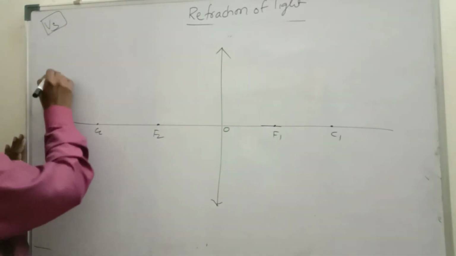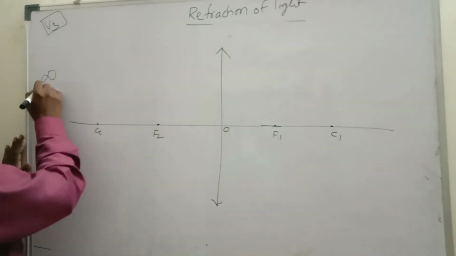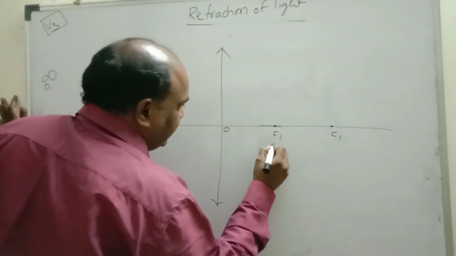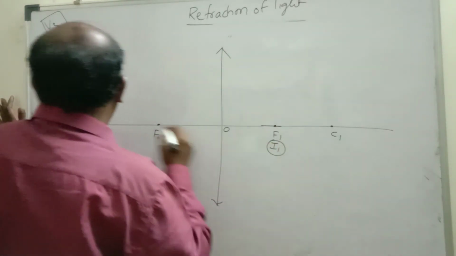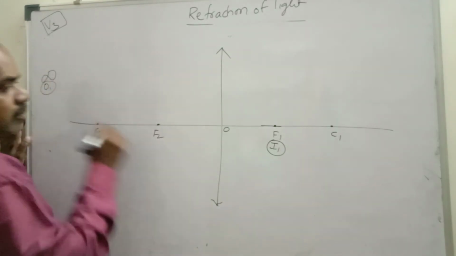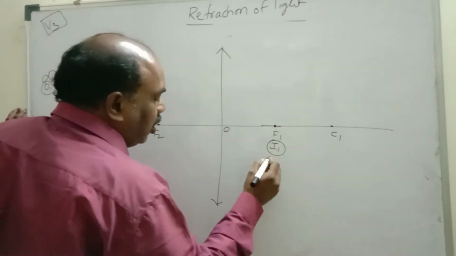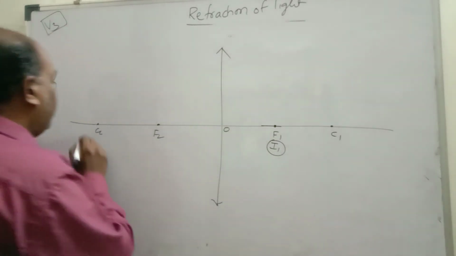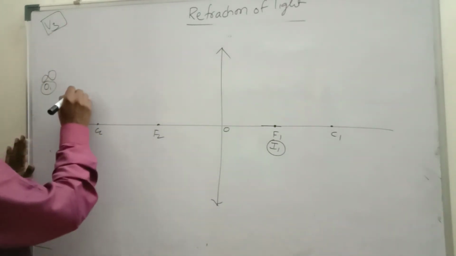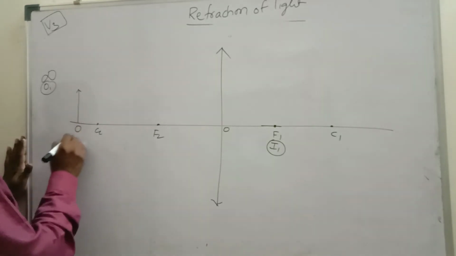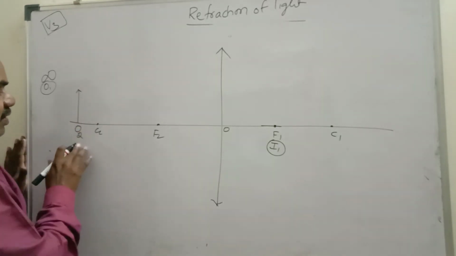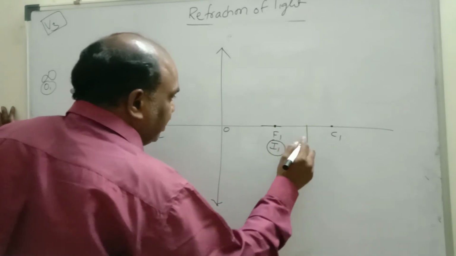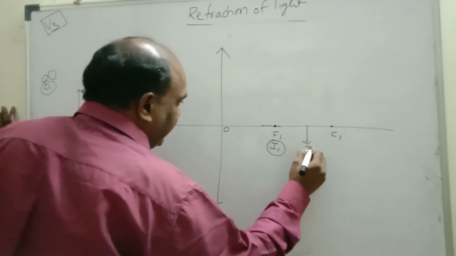First I placed the object at infinity. This is object 1. If object 1 is here, image 1 forms here. What kind of image is formed? A point size image is formed. This is object 1, this is image 1. Next I placed the object beyond C2. This is object 2. If you place the object beyond C2, where is the image formed? In between F and C, real, inverted, diminished. This is I2.